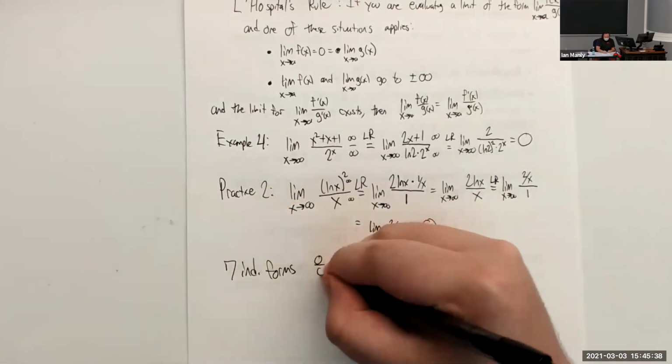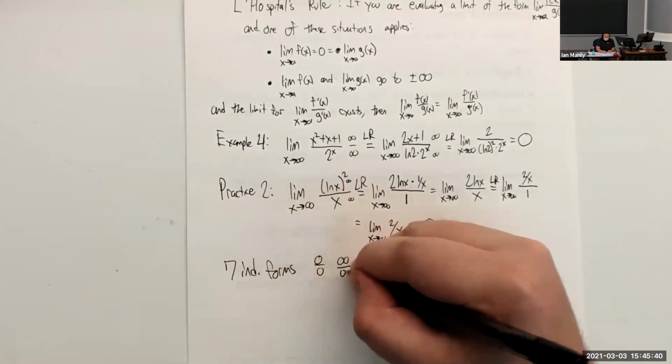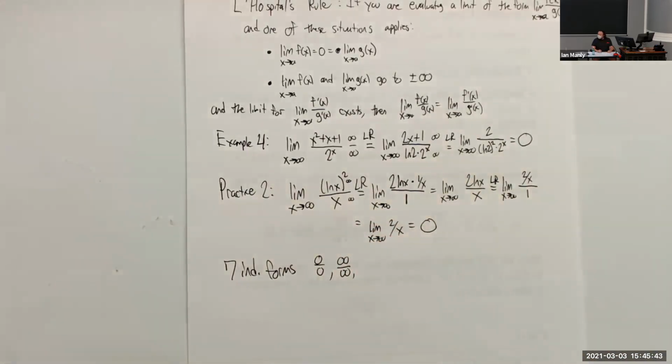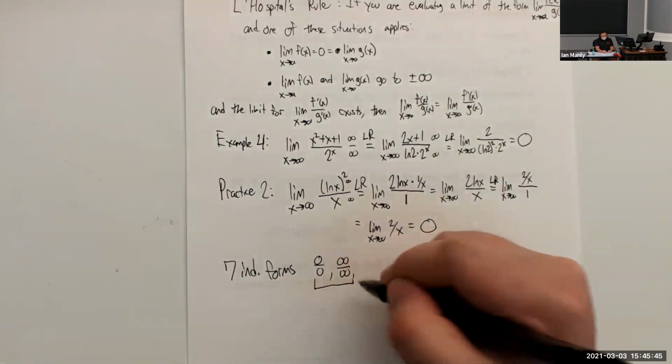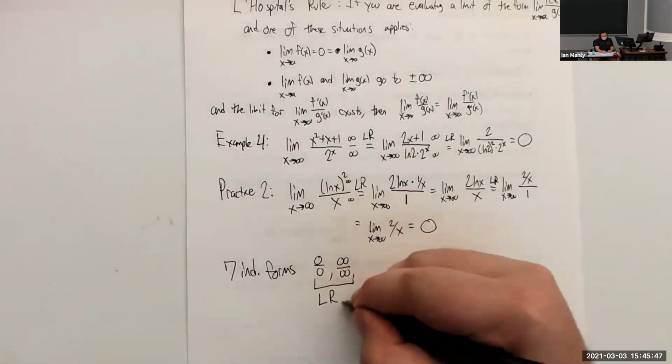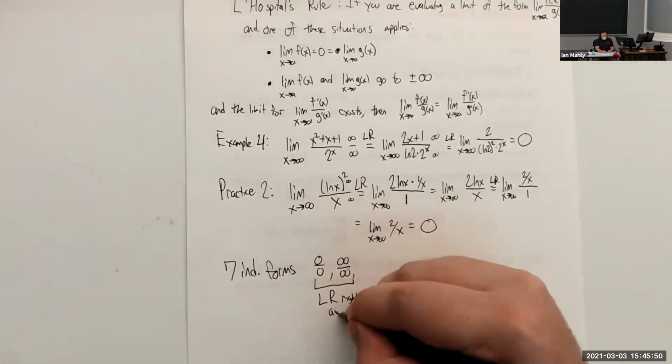So we have the two that I mentioned above, 0 over 0 and infinity over infinity. And for these, we could just use L'Hopital's rule right away.